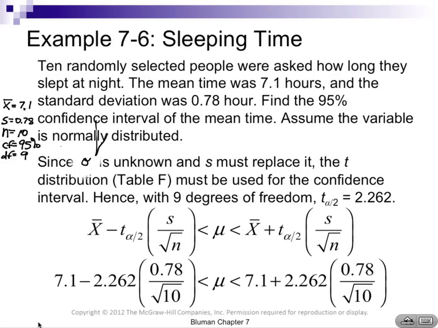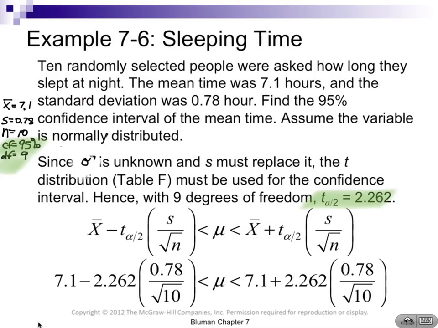The last two things I wrote are what we're going to need for our table: the confidence interval and the degrees of freedom. So we look with 9 degrees of freedom, go to Table F, 95% confidence, and you should run into the t-score of 2.262. Make sure that you're looking that up right now so you can see that you get it.